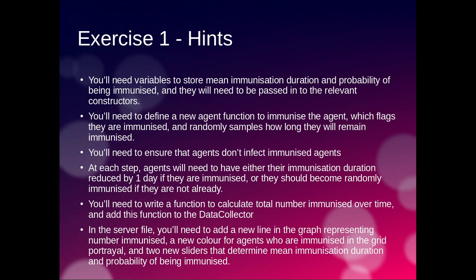So at the moment we've got little grey agents who are not infected and big red agents who are infected. I want you to add a new visualisation that indicates where agents are immunised. You can choose whatever colour or representation you like. And don't forget to also add your 2 new sliders that will determine the mean immunisation duration and the probability of being immunised. Have a go at this.